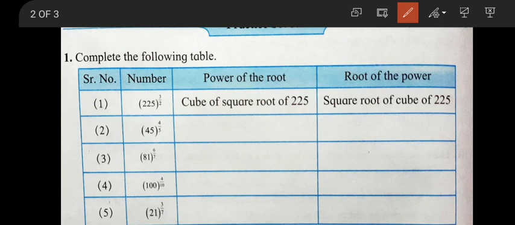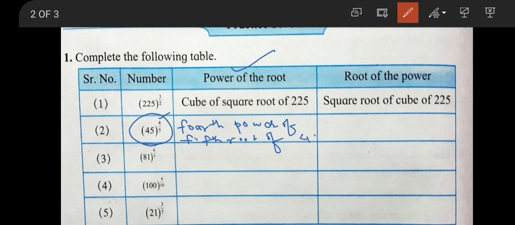Okay, so now the second question. Second is 45 raised to 4 upon 5. Here power first. Power means upper number 4. So you can write 4th power of which root down? 5th, right? So 5th root of this number 45. Okay, in the same way root has to be read first. Root is nothing but 5. So I will write 5th root.